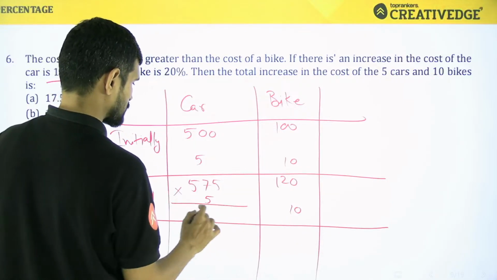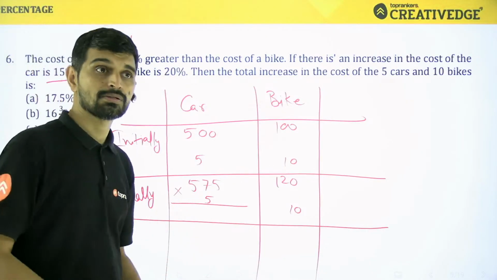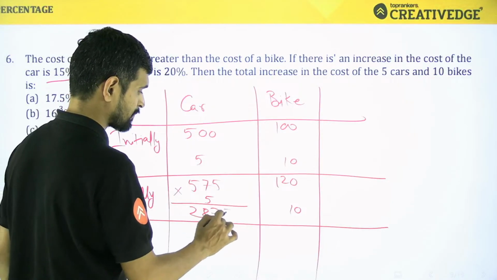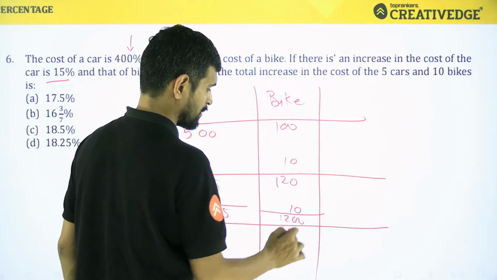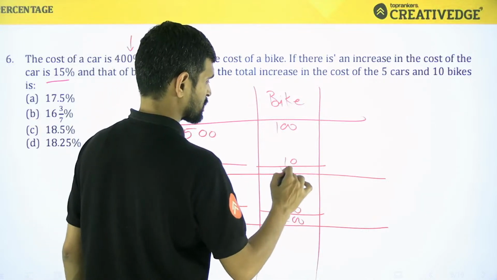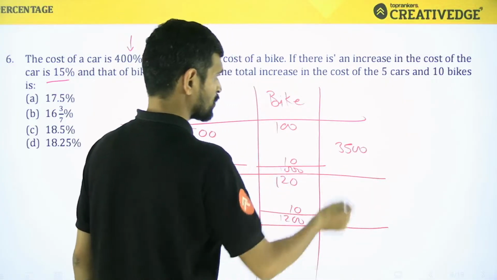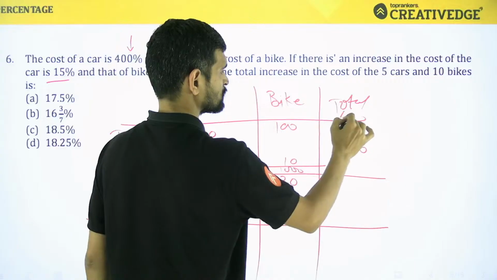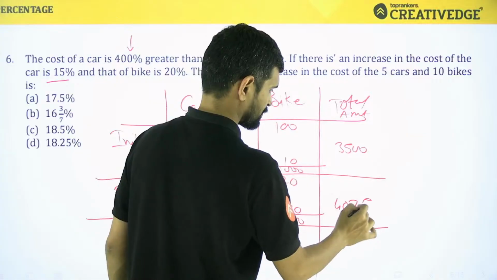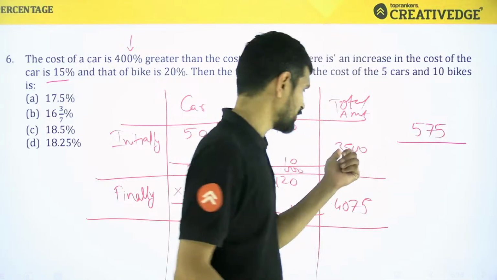So if you multiply, this becomes 5 into 5, 25, 100, 75 into 5 is 375. So that makes it 2875. This becomes 1200. This becomes 2500. This becomes 1000. 25 plus 1000, 3500. Initial total amount. Final total amount will be 4075. So there is an increase of 575. This is the change. Initial, final.